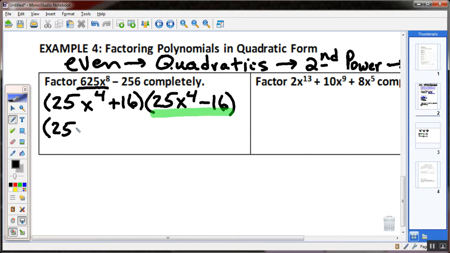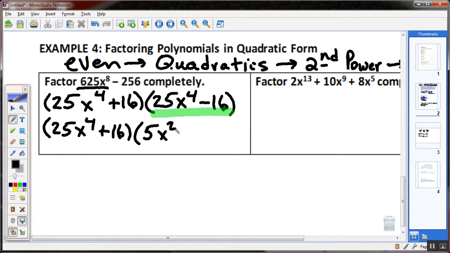So we're going to call this 25x to the 4th plus 16. Whew, here we go. Can 25 be broken down as a perfect square? What's the square root of 25, in other words? 5. X to the 4th would get cut in half. The 4 would get cut in half to a what?